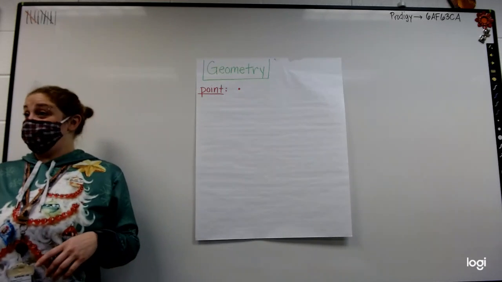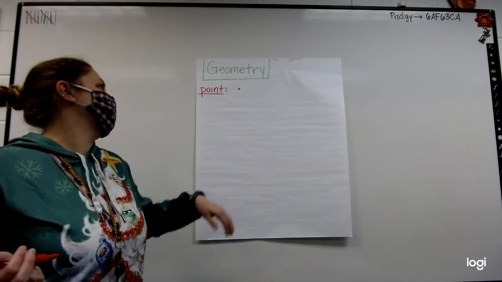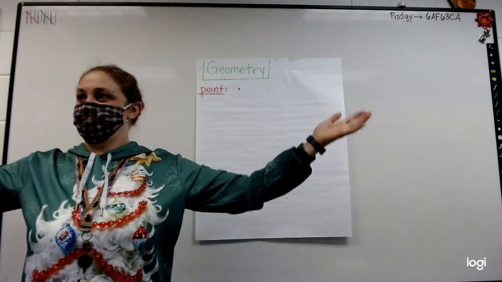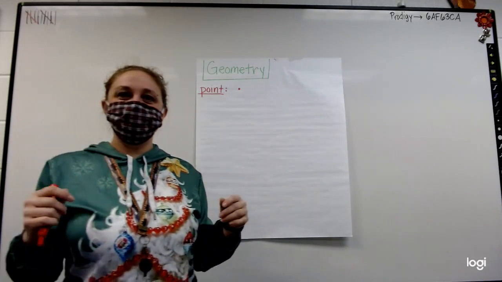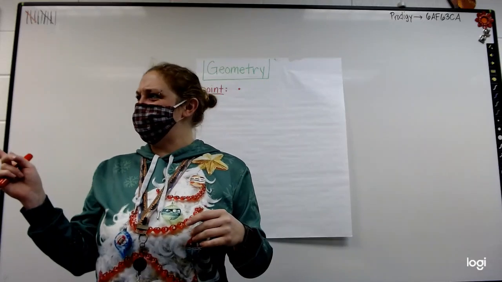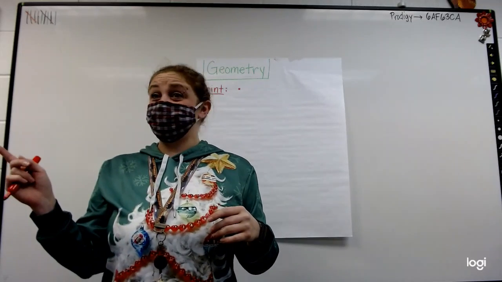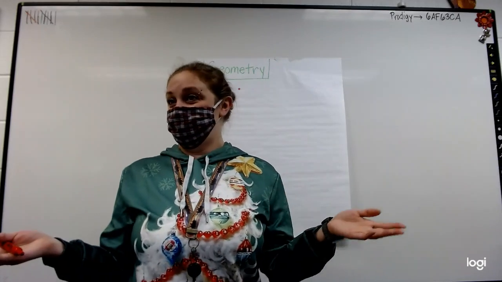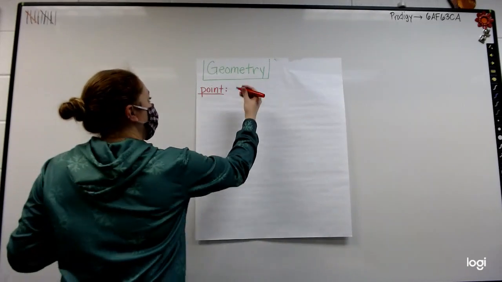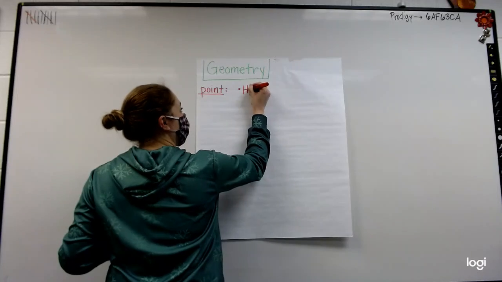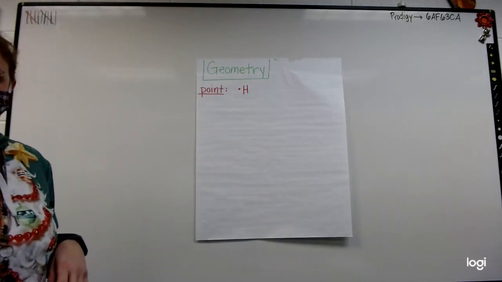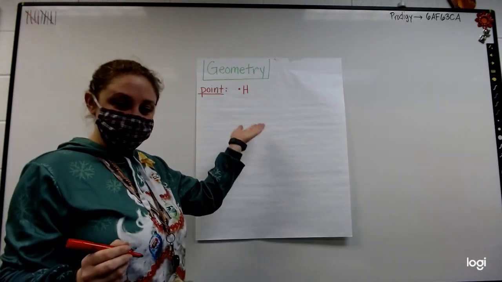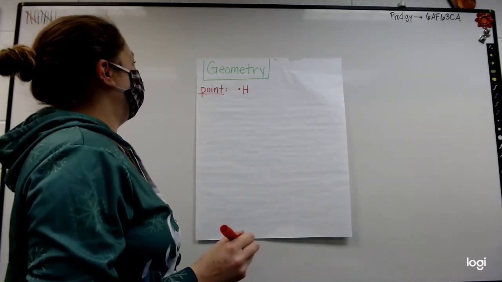Now we can label points because if I had, let's say, 7 points on a line in a picture, can I just keep saying, look at that point, look at that point? Would anyone know which point to look at? No. So we give it a name. And the way you name a point is with a letter. So you can name a point any letter you want. So I'm going to go with H for hair. I have a lot of dots. So that is point H. I have a lot of points.